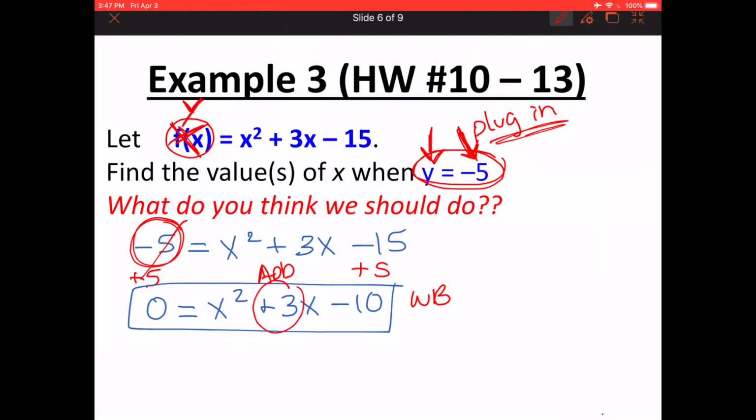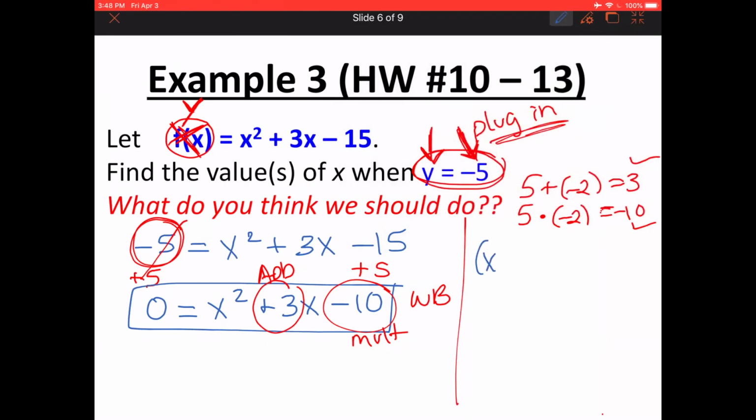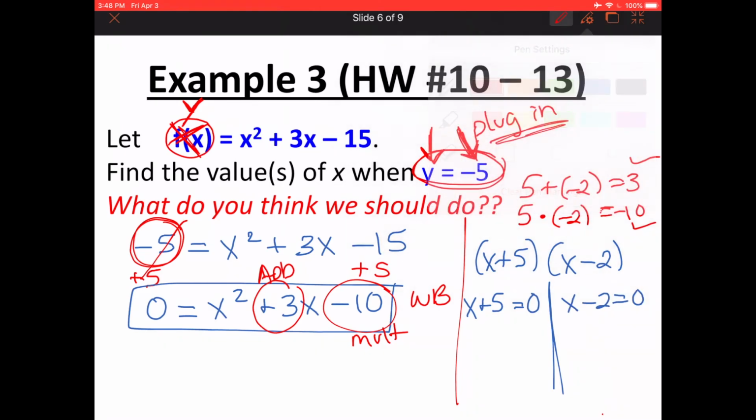So I'm going to work backwards here. I need two numbers that add to 3 and that multiply to negative 10. So my two numbers are going to be 5 and negative 2. Okay, 5 plus negative 2 gives me 3, and 5 times negative 2 gives me negative 10. So it meets the requirements. So now I'm going to set up my factors over here on the right. So my two factors would be x plus 5, x minus 2. Now I set each factor up equal to 0. X plus 5 equals 0. X minus 2 equals 0. And now I just solve.